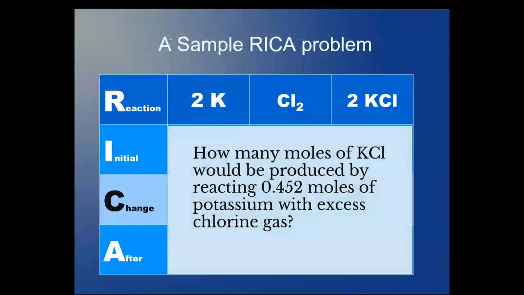Here's a problem you might see: how many moles of KCl would be produced by reacting 0.452 moles of potassium with excess chlorine gas? Well, here's how we would show that. The RICA table has 4 lines. The reaction on top, the initial quantities in moles or millimoles, the change that occurs during the reaction, and then the after picture, how many moles of products. And if we have reactants left, it'll also show that. So let's see how we do this.